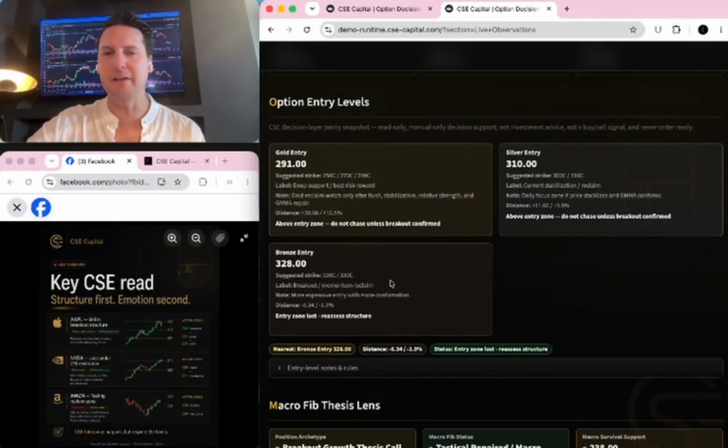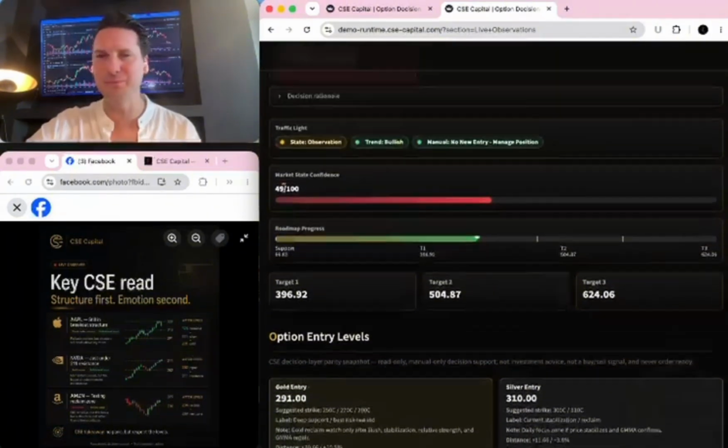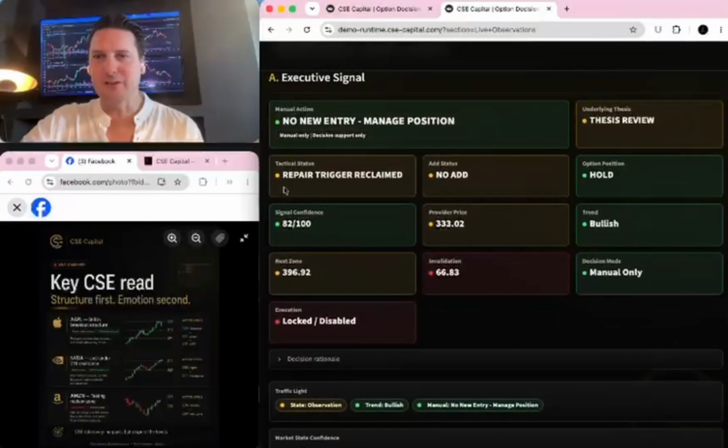So here we see the entry levels. So the golden entry, and this was the repair trigger also after the big sell-off a few weeks ago when the market went really low. A few weeks ago, Broadcom lost 20%, and that day was actually the day that I bought Apple. But the repair trigger has been reclaimed. So Apple fought itself back up again.